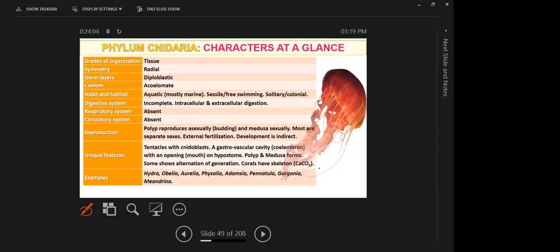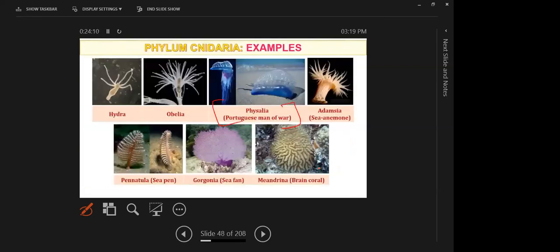Which one of these is the Portuguese man of war? We have given the picture here. How it looks, look there. They have asked this several times in NEET. So this is how it looks. So sea anemone is Adamsia. Is it a polyp or medusa? Tentacles and opening on the top. Medusa is down. Polyp is up. So sea anemone belongs to coelenterates.